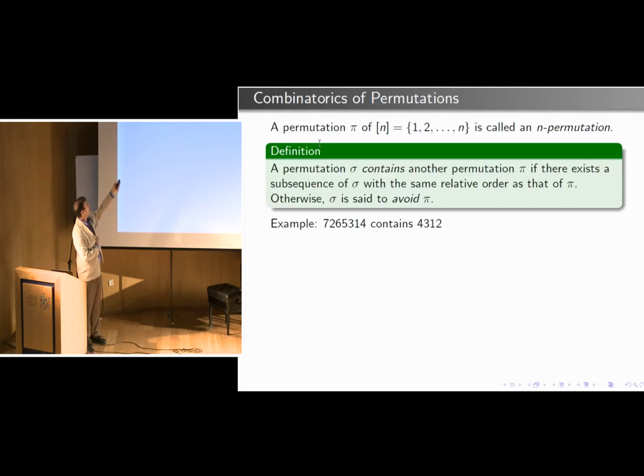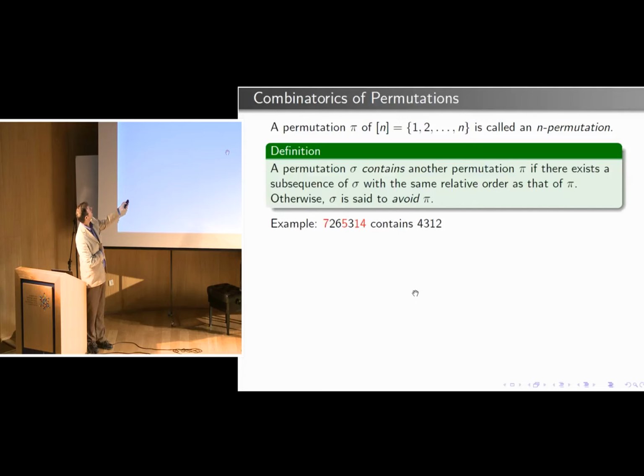This means that the number 1 maps to 7, 2 maps to 2, 3 maps to 6, 4 maps to 5, 5 maps to 3, 6 maps to 1, and 7 maps to 4. And this 7 permutation contains the permutation 4, 3, 1, 2. It's because this subsequence, 7, 5, 1, 4, has the same relative order as 4, 3, 1, 2.